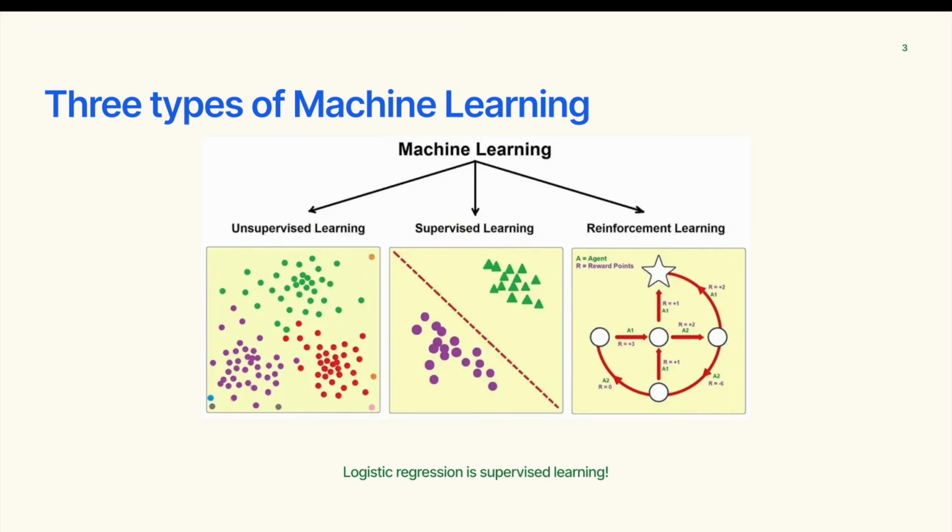And then finally on the right, we have reinforcement learning, where an agent learns by interacting with its environment and receiving rewards or penalties based on its actions. So for this presentation, I will be using a breast cancer dataset where you can see if a tumor is malignant or benign, and since we know these labels, we'll be using supervised learning, specifically logistic regression.